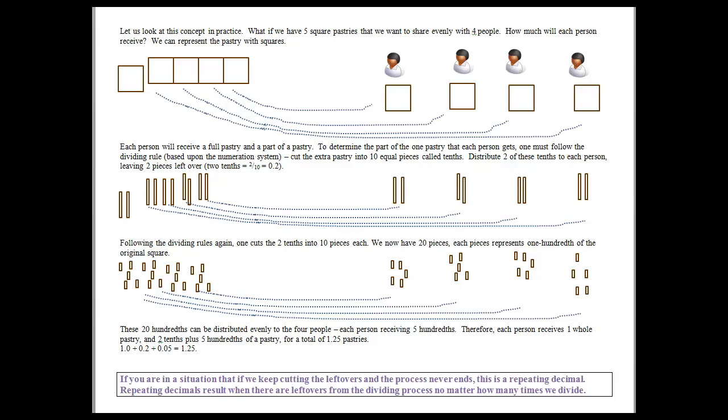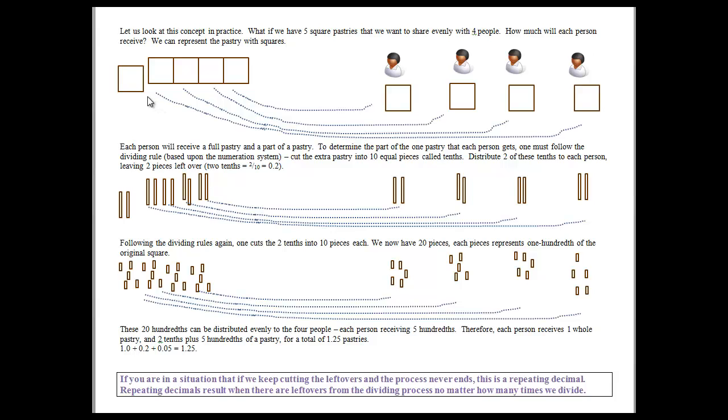Okay, so let's look at this concept in practice. What if we have 5 square pastries that we want to share evenly with 4 people? Well, how much will each person get? We can represent the pastry with squares, and I have 5 brown squares here to represent those pastries. Make believe they're chocolate squares. So you can see here that right away, each of these people are going to get 1 whole one. That's going to leave us with 1 left over.